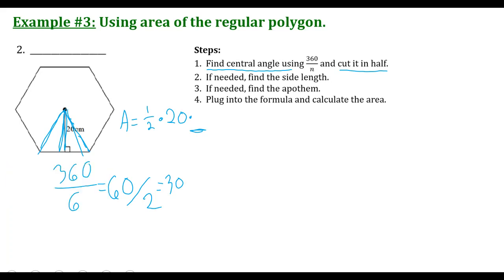Ooh, anyone see what you have here? I'm gonna erase some of this so it's a little easier to see. And you see what we got? 30, 60, 90, right? Oh, we can use some shortcuts here.